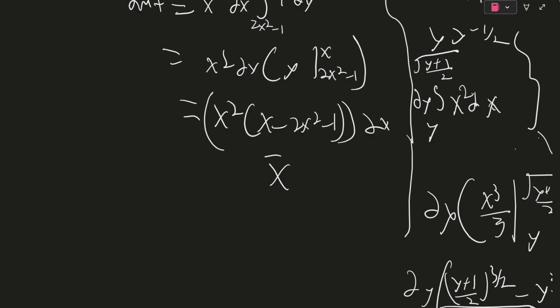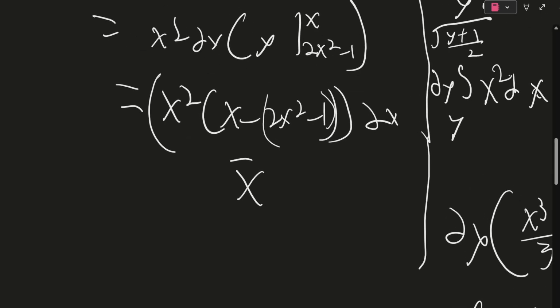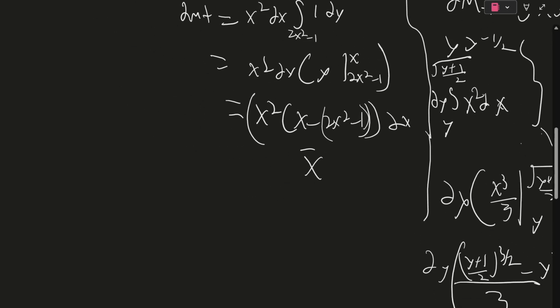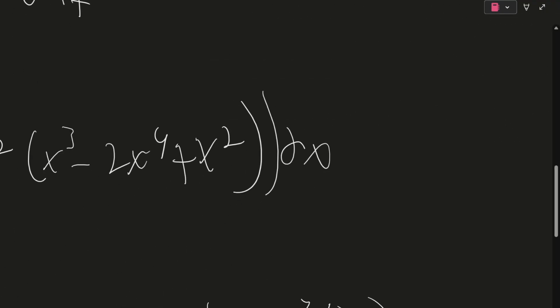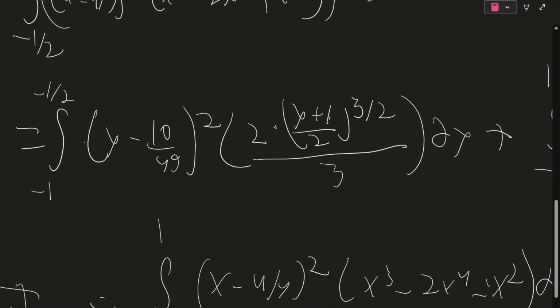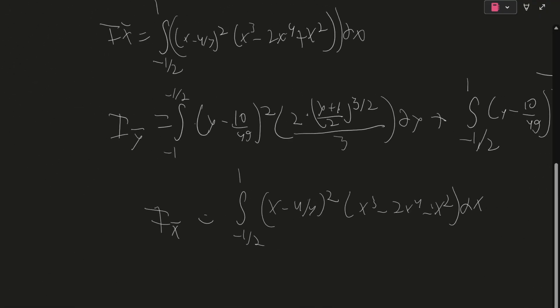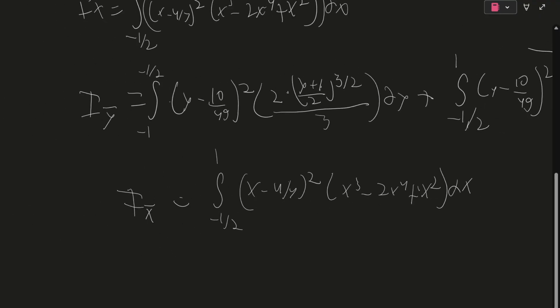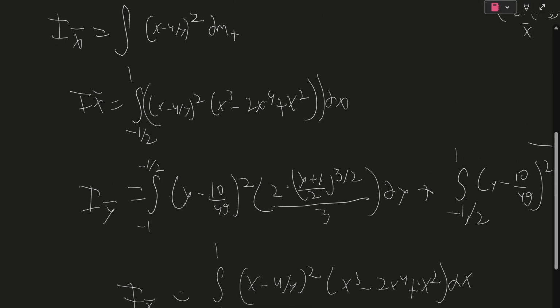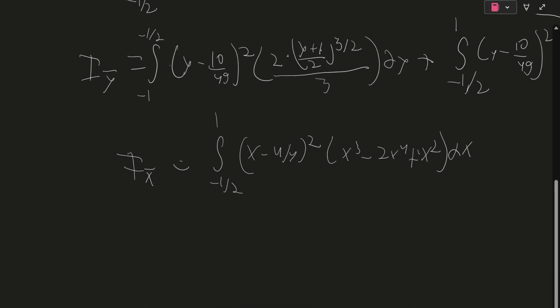Oops. And we actually did make a little bit of a sign error right here earlier. So that should be negative 2x squared plus x squared. Sorry about that. Plus x squared. Alrighty.